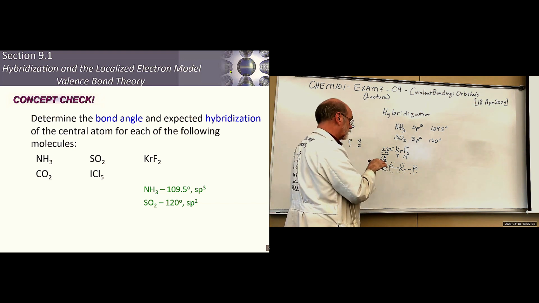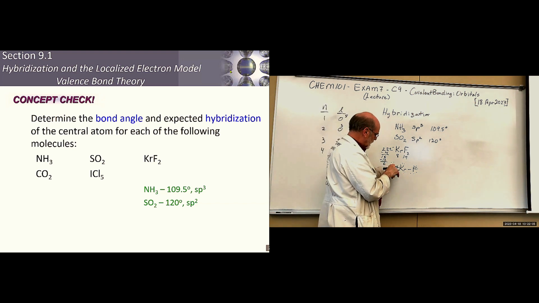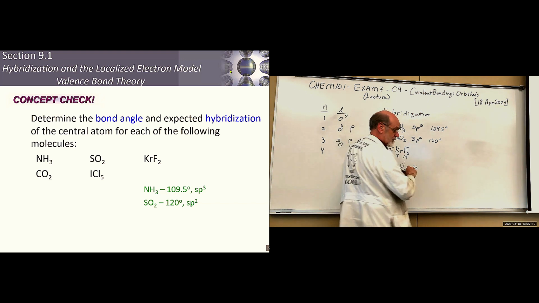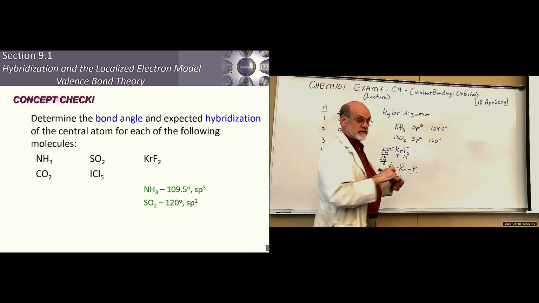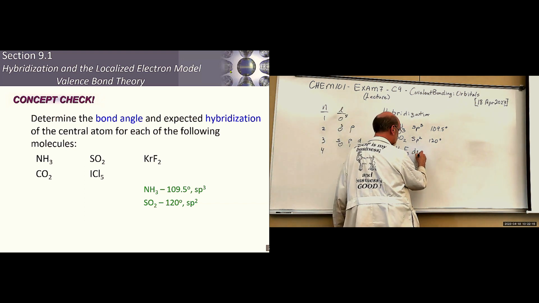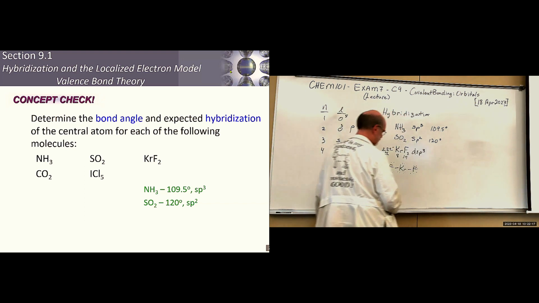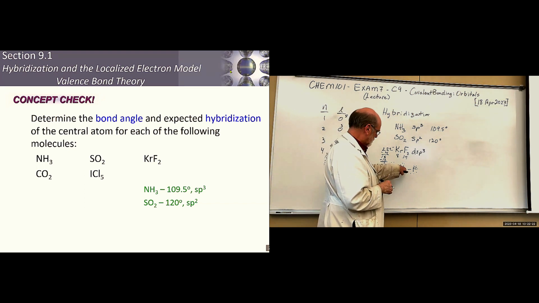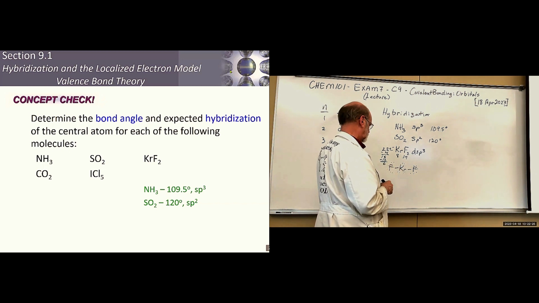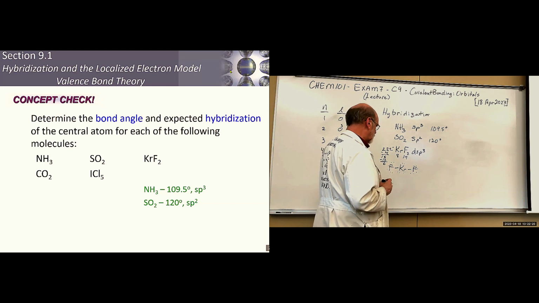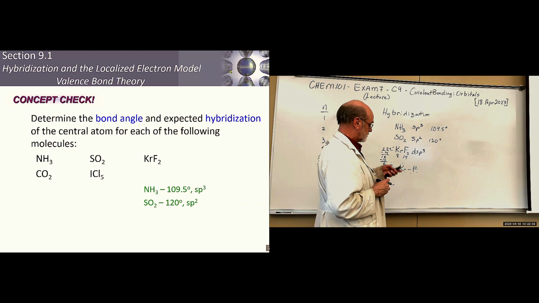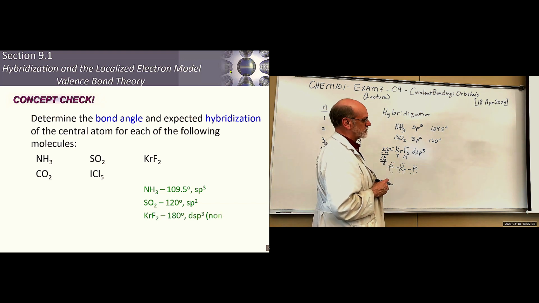So around the krypton, we have 1, 2, 3, 4, 5. We need 5 hybridized orbitals. So that's dsp3. All right, now where do these lone pairs go? Logic would put them on the triangle, and that would make this linear. Is that what we get? Yeah.